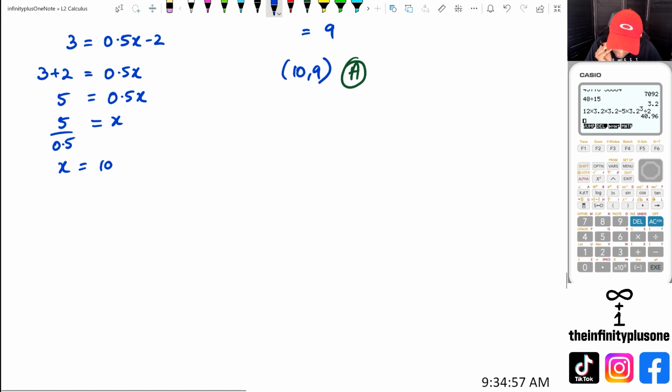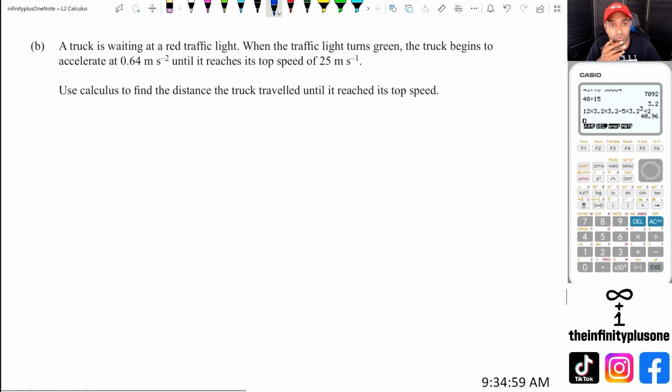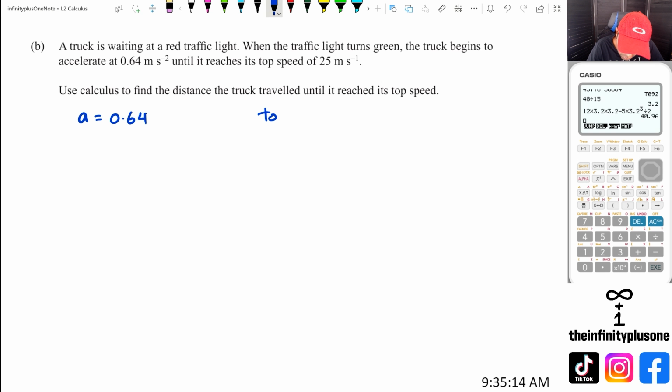All right, second part of this question. We've got a truck waiting at a red traffic light. The traffic light turns green. The truck begins to accelerate at 0.64 until it reaches its top speed of 25. Use calculus to find the distance the truck traveled until it reached its top speed.